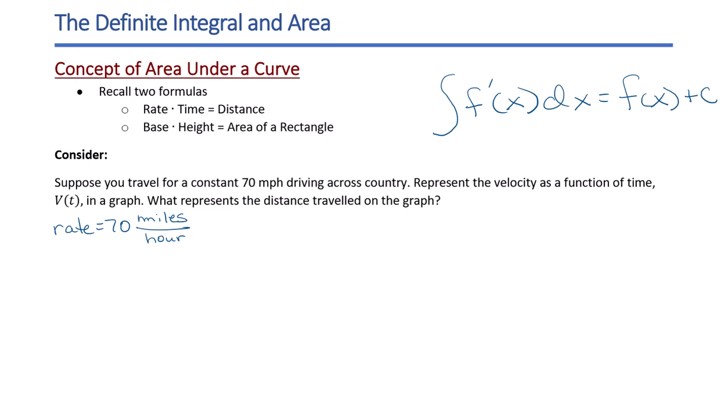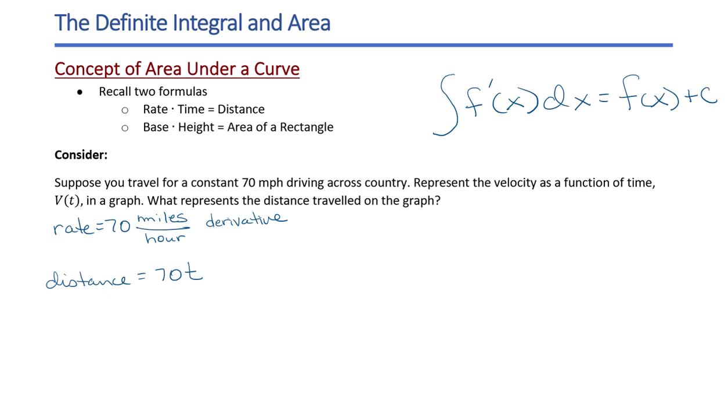Notice that is a derivative. It is a miles per hour. So we can refer to that as an f prime. And we know if we're looking for distance, we would normally take that 70 miles per hour and multiply it by however many hours. 70 times 1 hour means we went 70 miles. 70 times 2 hours means we went 140 miles.